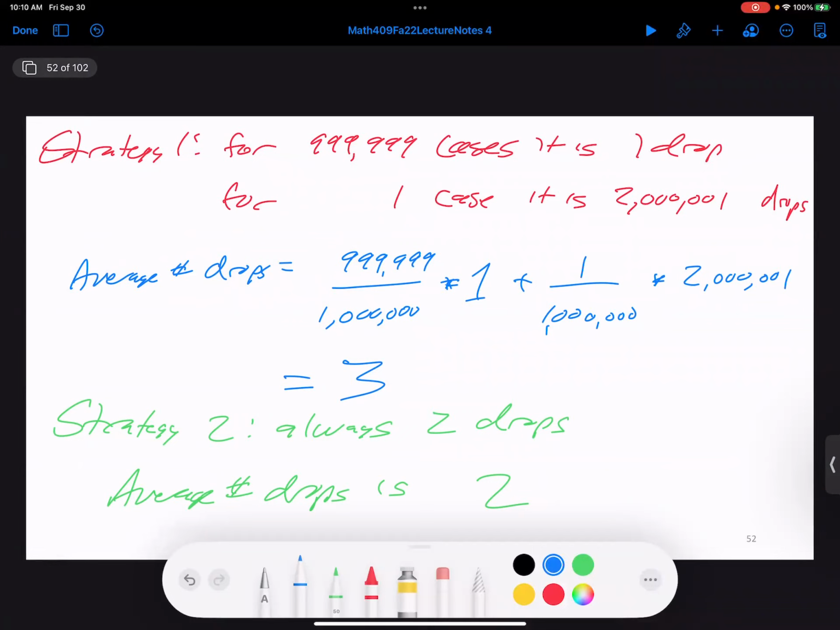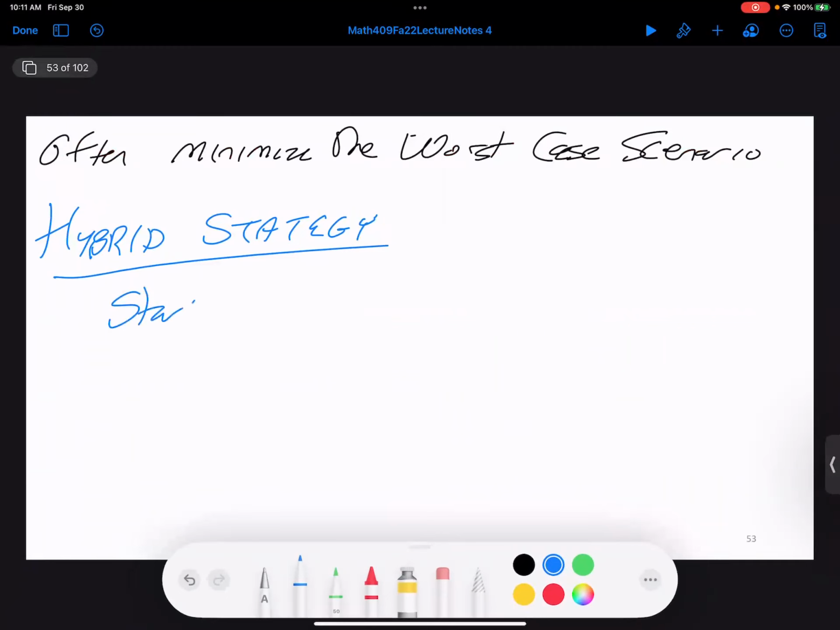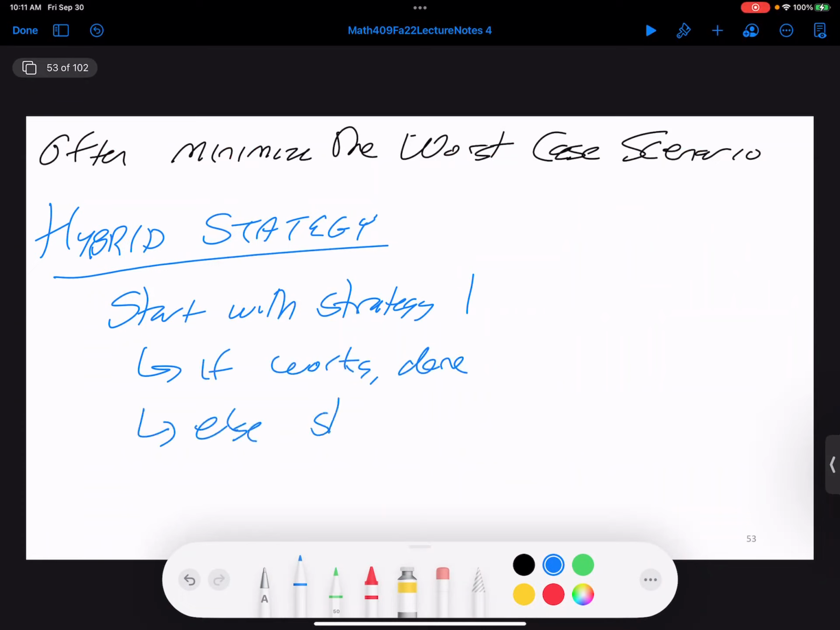Apply strategy 1 first. If it doesn't work, strategy 2. Good. So I start with strategy 1. And how long do I go with strategy 1 before I give up on it and go to strategy 2? Once. Right. So if it hasn't finished after one time, then I shift to strategy 2. So the hybrid strategy is start with strategy 1. If work's done, else shift to strategy 2.